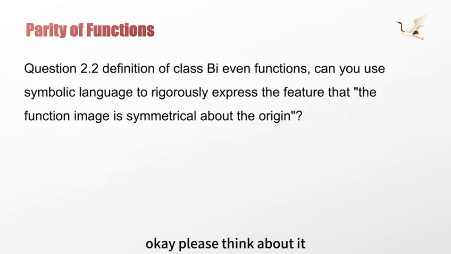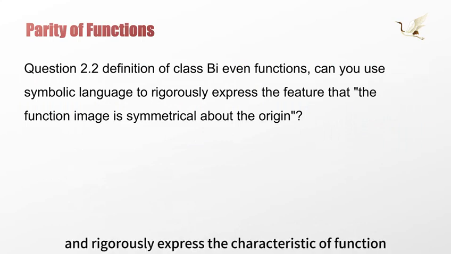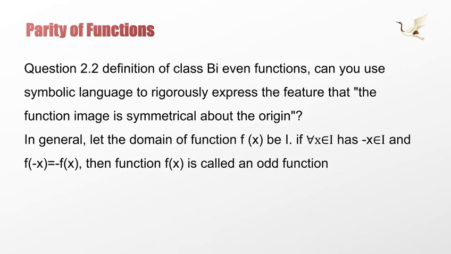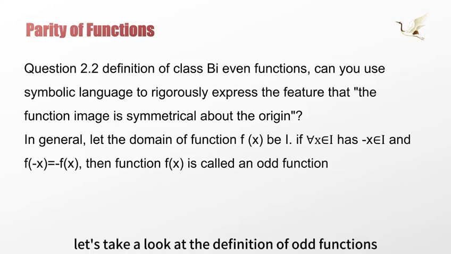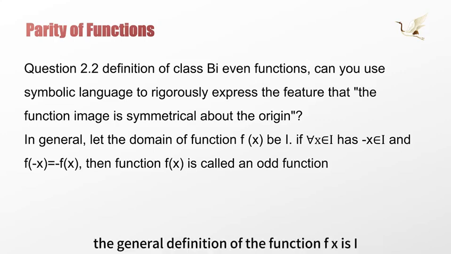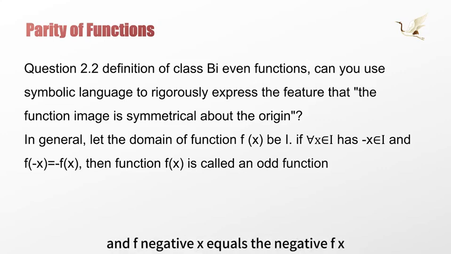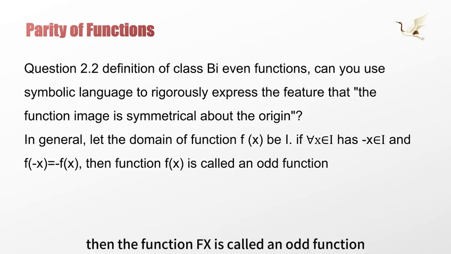Okay, please think about it. Can we define even functions and rigorously express the characteristic of function graph symmetry about the origin in symbolic language? Let's take a look at the definition of odd functions together. The general definition of the function f(x) is I. If any x belongs to I, there is a negative x belonging to I, and f(negative x) equals negative f(x), then the function f(x) is called an odd function.